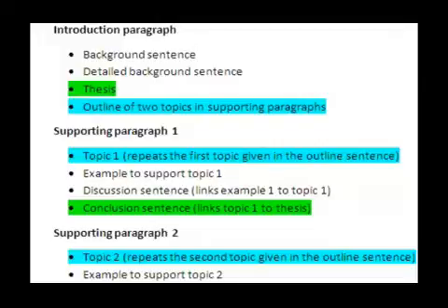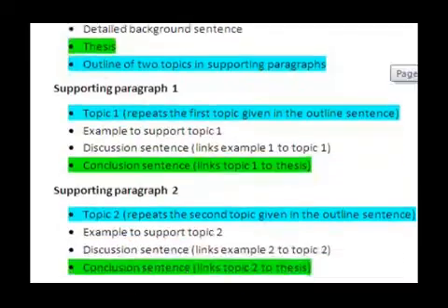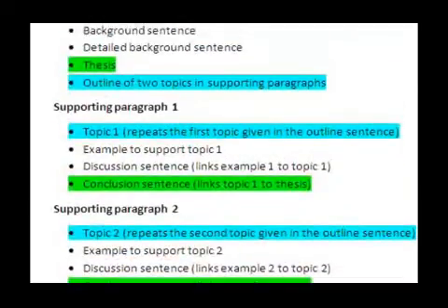Following the thesis, you have the outline of the two topics that will support your thesis in the supporting paragraphs, supporting paragraph 1 and supporting paragraph 2. That's the introduction paragraph. Now, if we look at supporting paragraph 1, it starts with a topic, and this topic was first presented in the outline of the two topics in the last sentence of the introduction paragraph. So you can see here in blue, linked together.